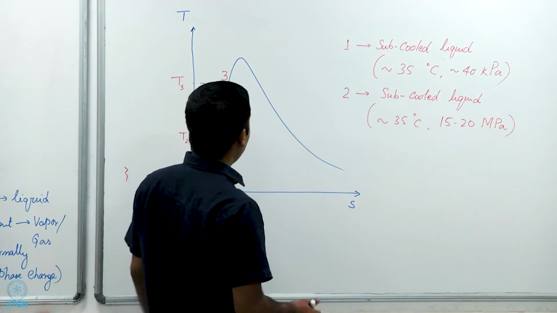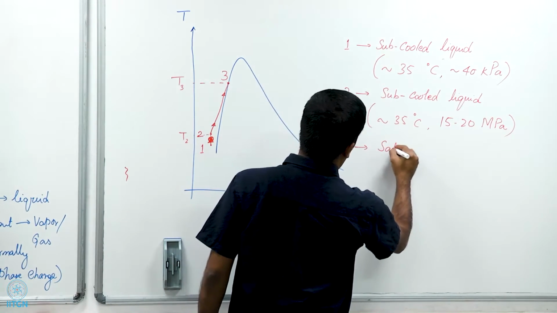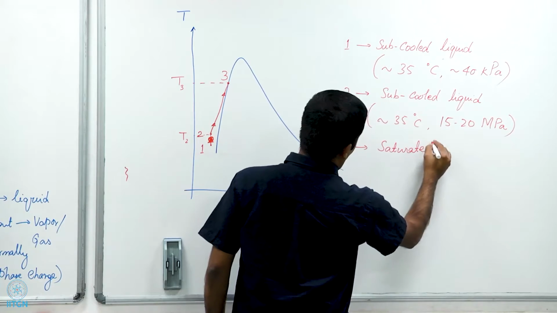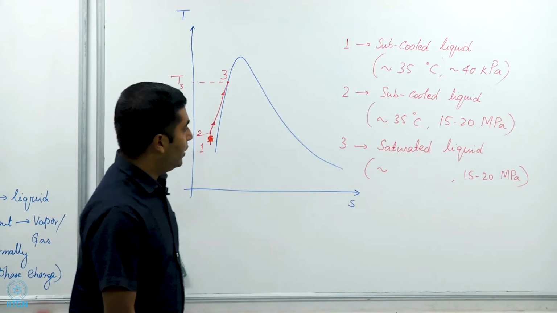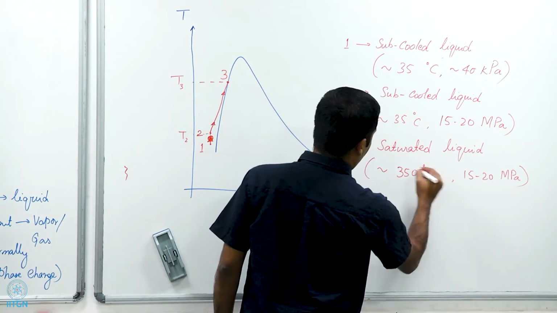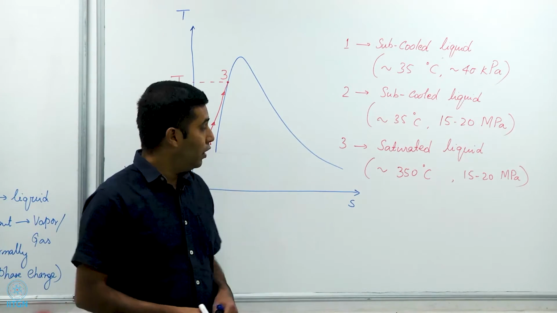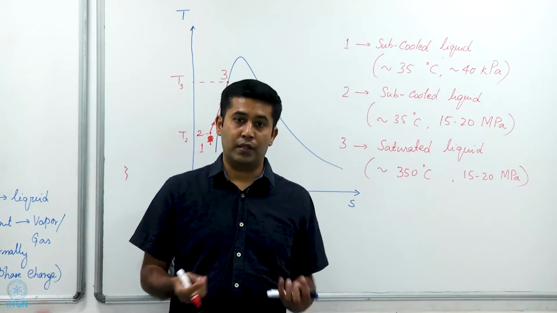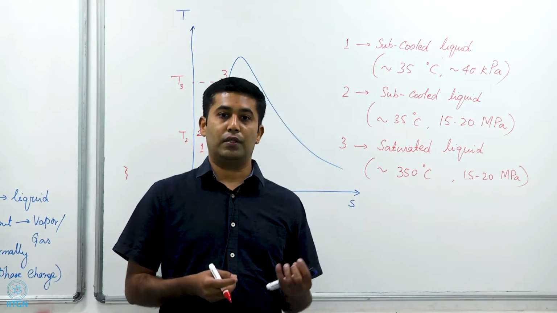And at state 3, we have a saturated liquid. So the saturated liquid is at a state which is approximately 350 degrees Celsius and between 15 and 20 megapascal. Of course, depending on the pressure to which it is pumped, it would reach a saturation temperature that is different.